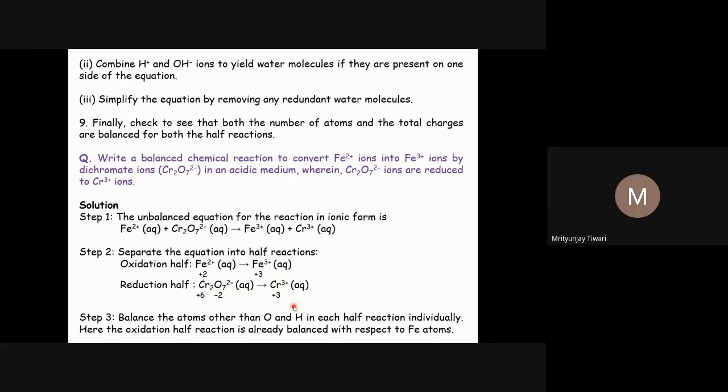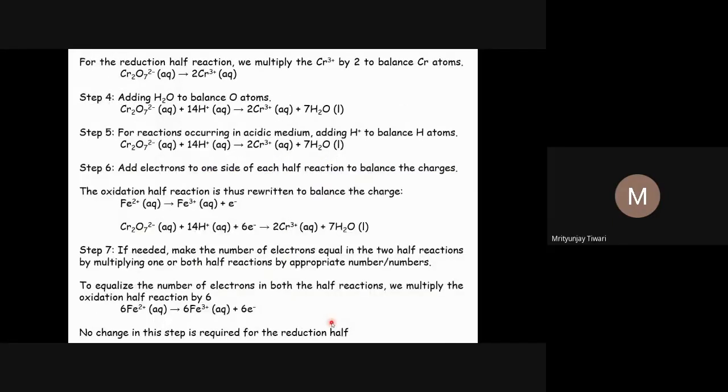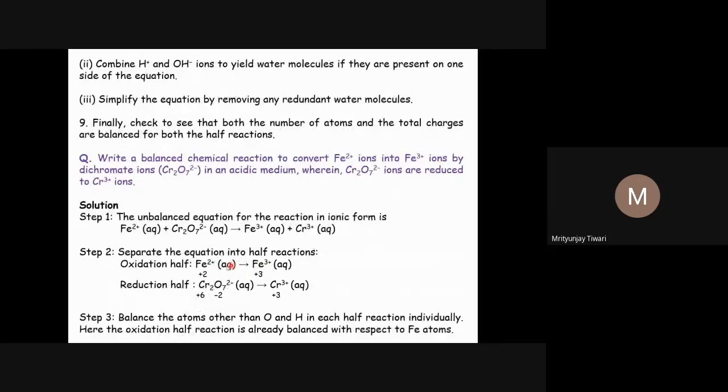In the third step, we balance the atoms other than oxygen and hydrogen in each half reaction individually. If you look into this reaction, there is no atom other than iron. Only iron atoms are there, one atom on the left hand side and one atom of iron on the right hand side, in ionic form. So there is no need to balance this oxidation half in terms of the number of iron atoms.